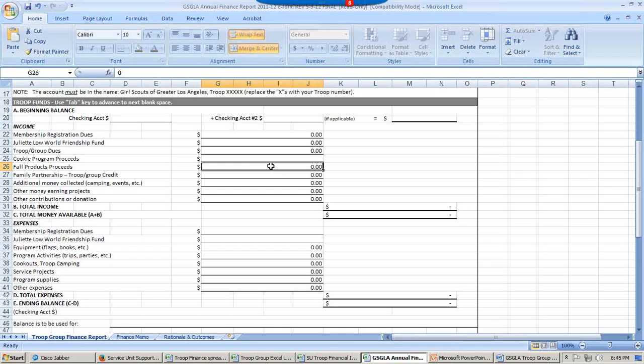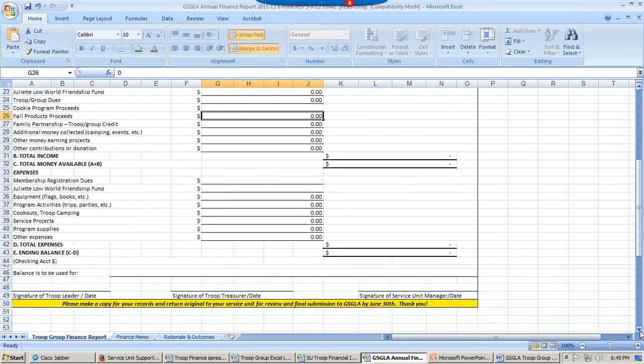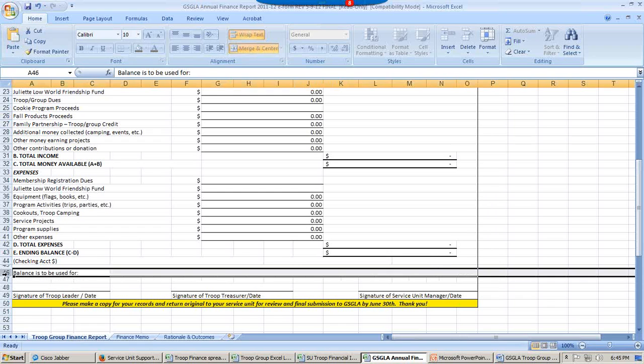If you've got all your stuff logged on your ledger in appropriate categories, you should be able to do this in about 5 minutes. You should be able to fill in your starting balance, fill in all your categories, and then get the ending balance that matches your bank statement, unless you have some outstanding checks that haven't cleared the bank. And if it doesn't match, then you may need some help from your service unit to figure out why.